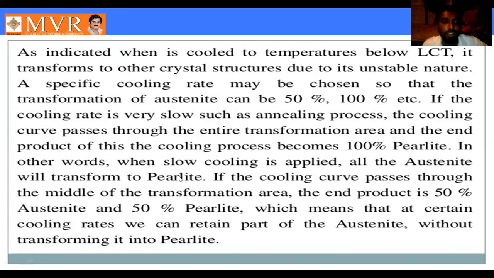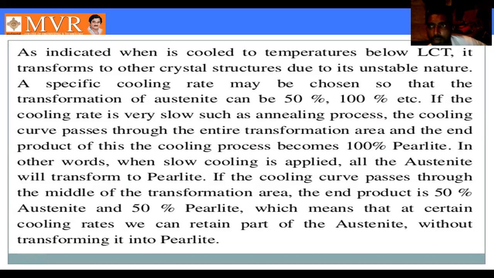In other words, when slow cooling is applied, all the austenite will transform to pearlite. So it is done at a very slow cooling rate. If the cooling curve passes through the middle of the transformation area, the end product is 50% austenite and 50% pearlite. So for the medium one, the first curve is where transformation begins. From that curve onwards we can observe 100% austenite.